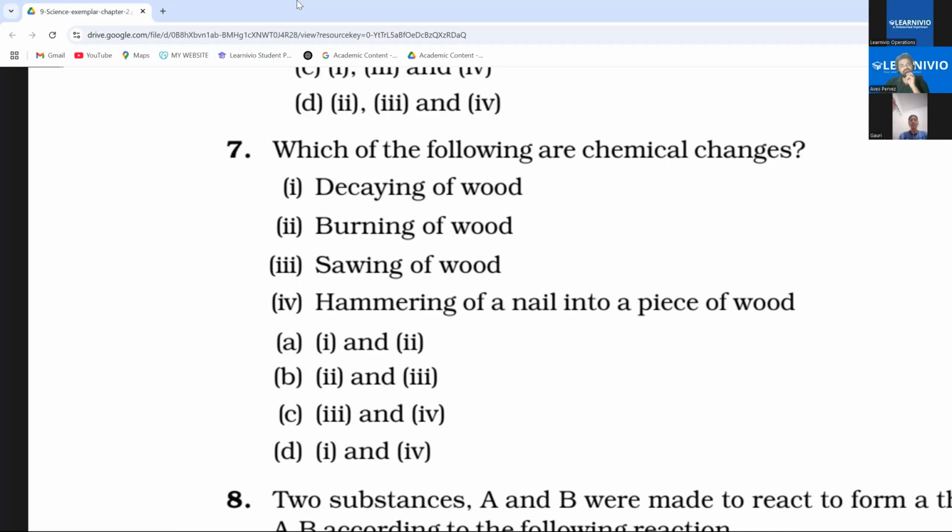So first and second. First and second. A. Chemical change is burning of wood and decaying of wood is the correct answer.